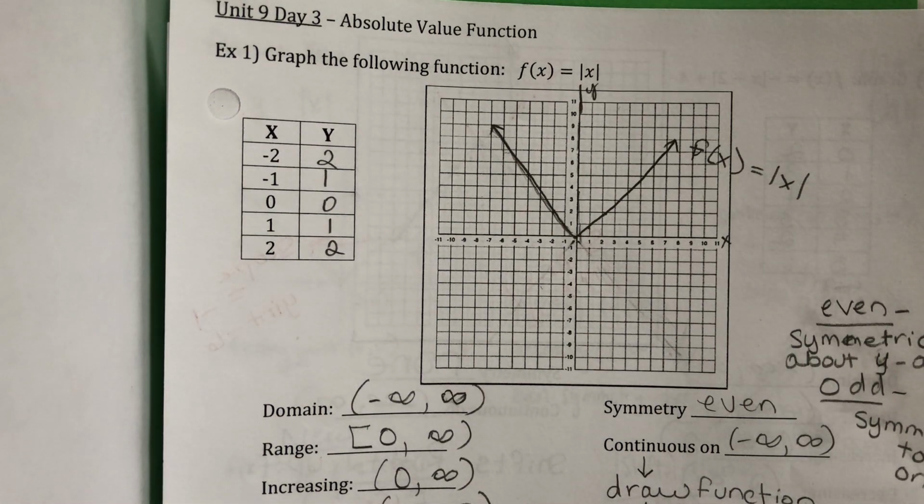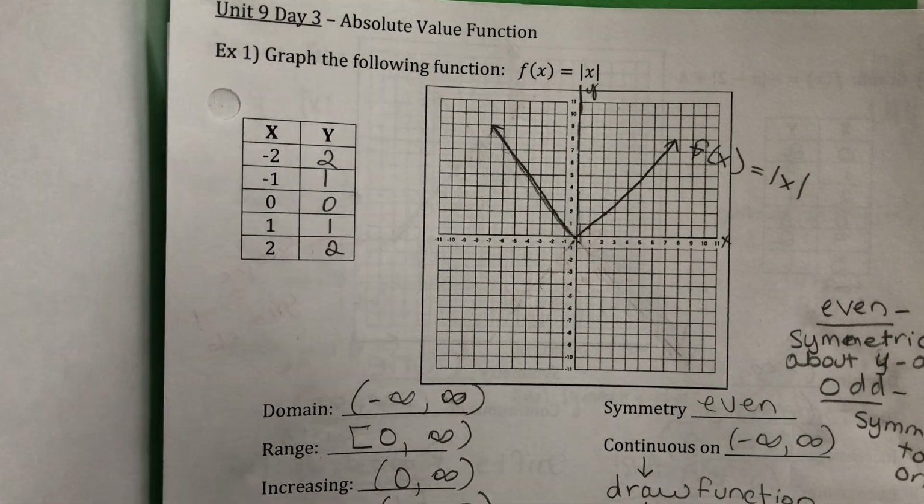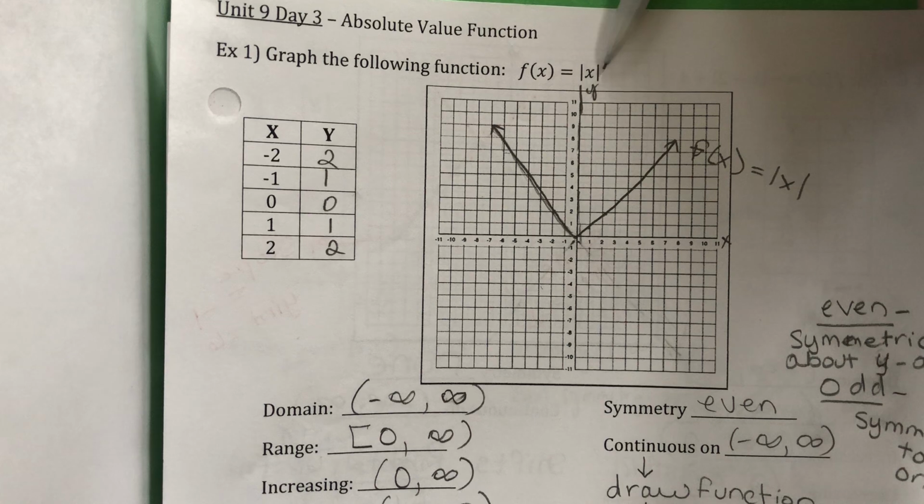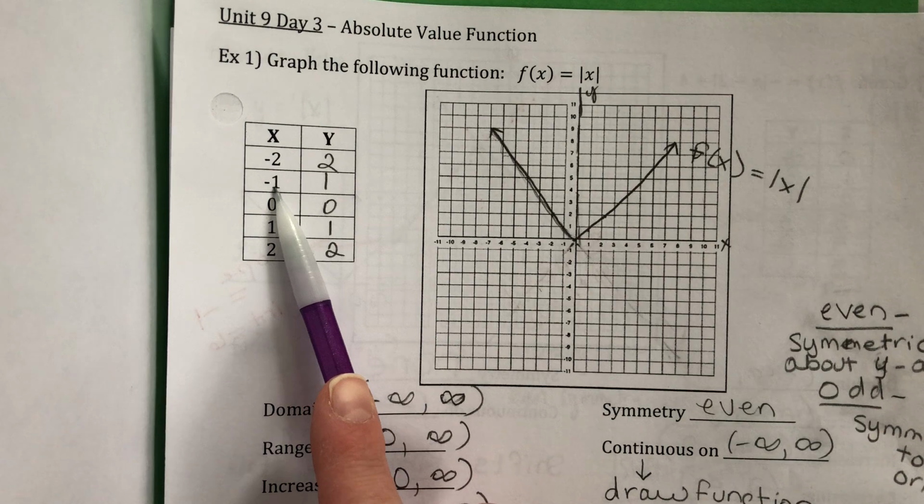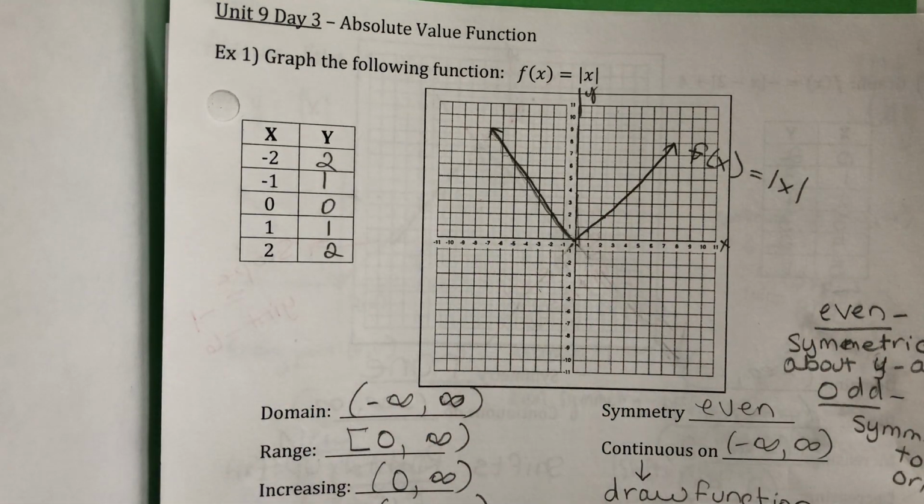So absolute value graphs. Remember, absolute value, these vertical lines here, mean the distance from 0. So when I say the absolute value of -2, the answer is 2 because it's 2 spaces from 0. The absolute value of -1 is 1 because it's 1 space from 0. And since distance can't be negative, that's why the absolute value of a number is never negative.